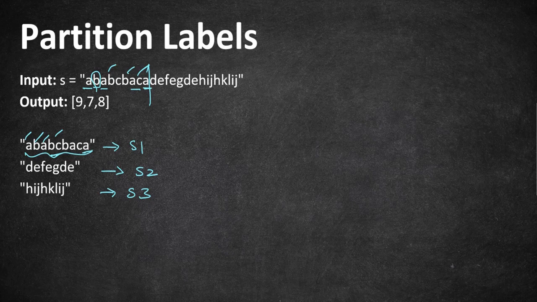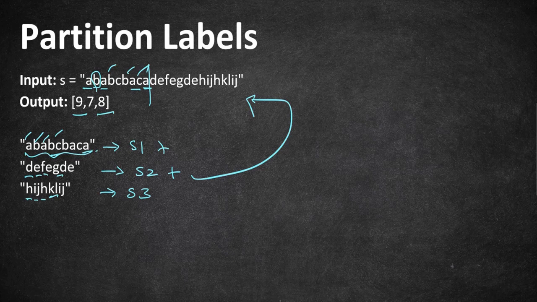Again, similar to substring 1, if you see substring 2, we have D, E, F, G, everything covered inside. You won't find any of these characters left in the rest of the string. Same way, H, I, J, K all covered in this string S3. So if you combine all three, S1 plus S2 plus S3, you will get the input string S. And we have to return only its length. So the length of the first substring we have divided is 9, and the length of the second substring is 7, and the length of the third substring is 8. So hope you are understanding the problem statement now.